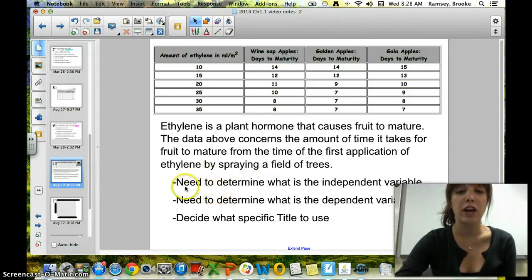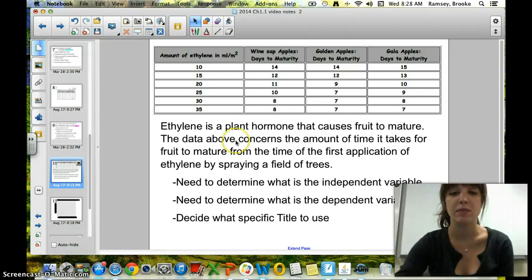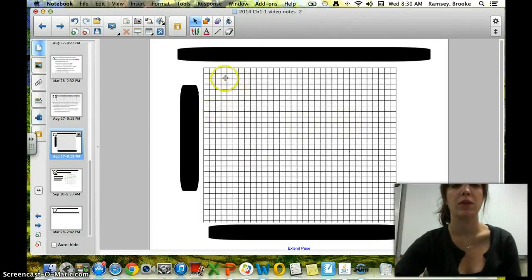And when we make our line graph, we need to determine what is the independent variable and what is the dependent variable. So just taking a look at our data here, take a second, pause the video, and see if you can determine what is the independent variable and what is the dependent variable. And then after that, you also need to make sure what kind of specific title you are going to use with this graph and the data that we have.